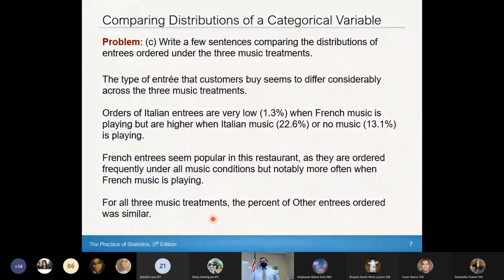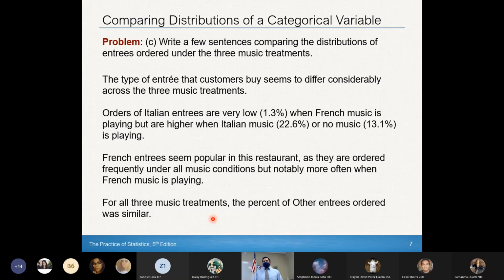So we can write a few sentences comparing the distributions of entrees ordered under the three music treatments. Type of entree that customers buy seems to differ considerably across the three music treatments. Orders of Italian entrees are very low, 1.3% when French music is playing, but are higher when Italian music, 22.6, or no music, 13.1, is playing.